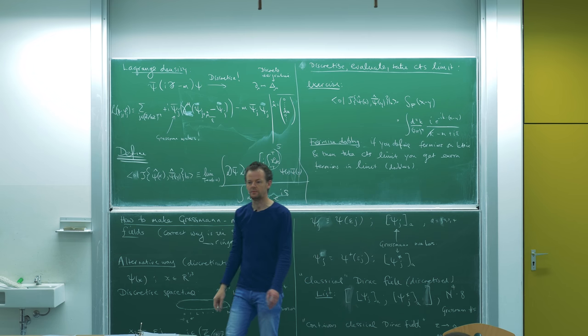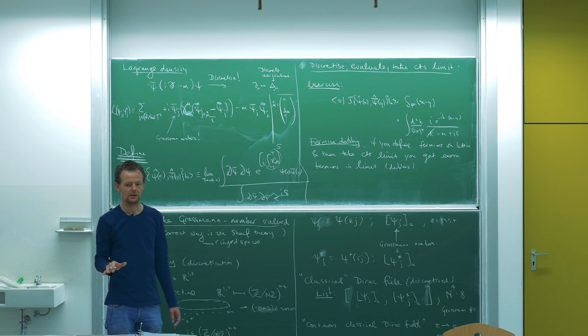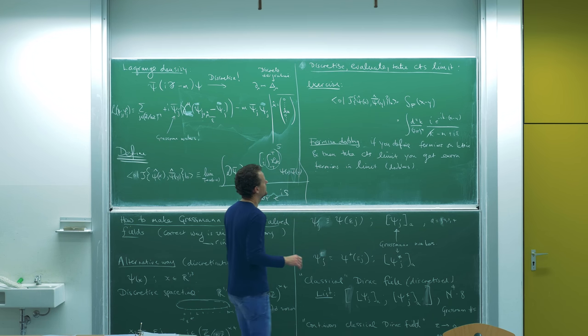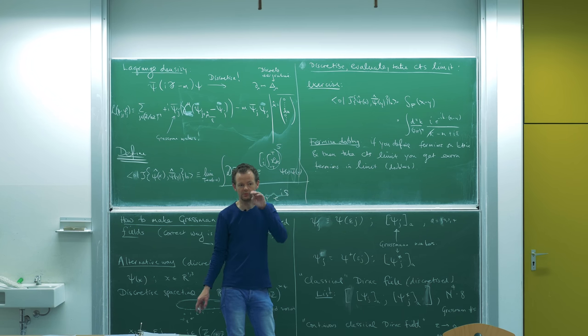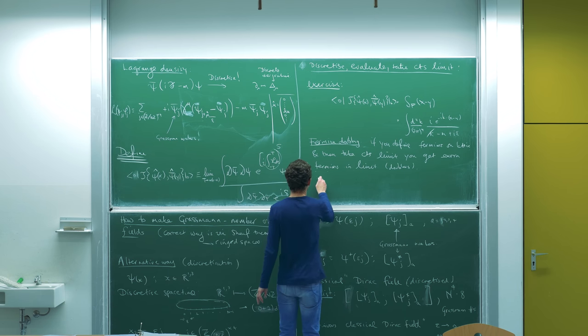So I'll say a couple of very, very vague words about this problem. But I claim it won't be an issue for us in this course. If you define quantum fermions on a lattice and then take the continuous limit, you're going to get extra fermions in the continuous limit called doublers. And this comes from the dispersion relation. So you can think of this as a topological result.